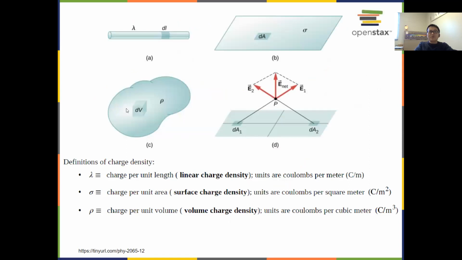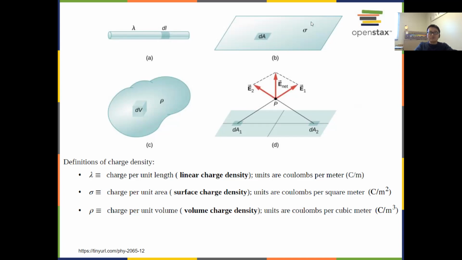So there might be bulk charge distribution, there might be surface charge distribution. So you have a sheet of whatever material, and you have charges distributed through the surface of the sheet. Or you may have a line that has charge distributions, okay? Then for different shapes of charge distribution, if it's linear, we are going to use lambda for the linear density. So that means the total charge divided by the total length, okay?